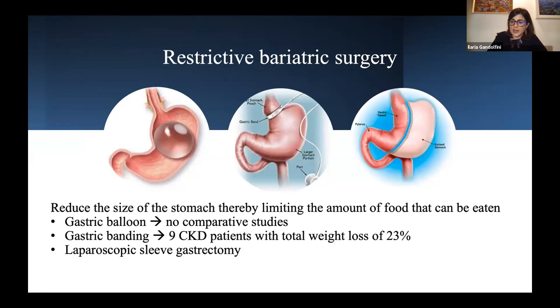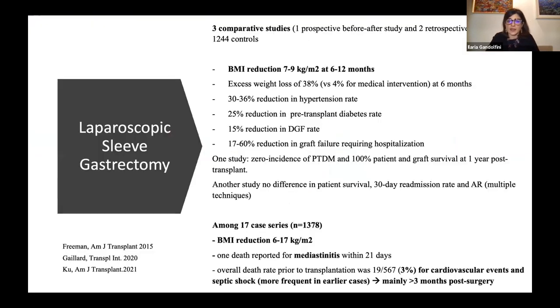Let's come to the main restrictive bariatric surgery in these patients, the laparoscopic sleeve gastrectomy. We found 3 comparative studies. And we found a BMI reduction of 7 to 9 points in these patients at 6 to 12 months. They found an excess weight loss of 38% at 6 months. And this weight loss was also connected to a reduced hypertension and pre-transplant diabetes rate.